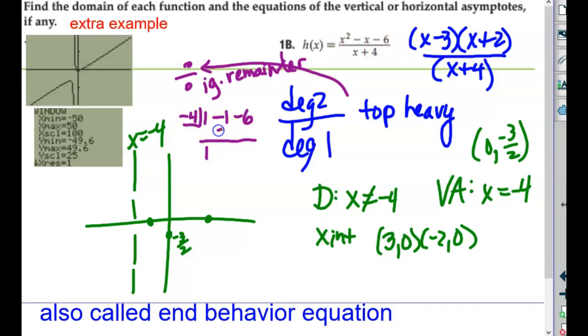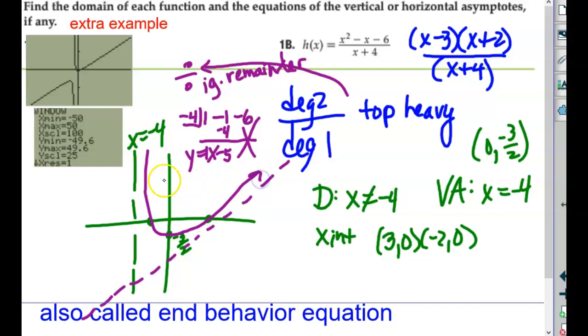Bring it down, multiply by -4, add is -5, and I really can be done because I get to ignore the remainder. So this is y equals 1x minus 5. So x minus 5 is the slant or oblique asymptote, which is also called an end behavior asymptote. So this seems pretty clear that it's doing this up here, okay?